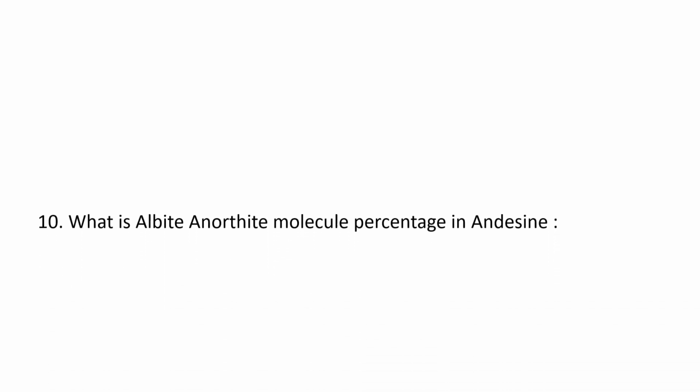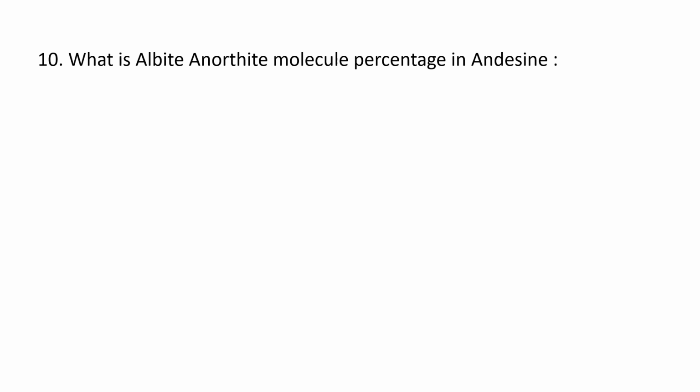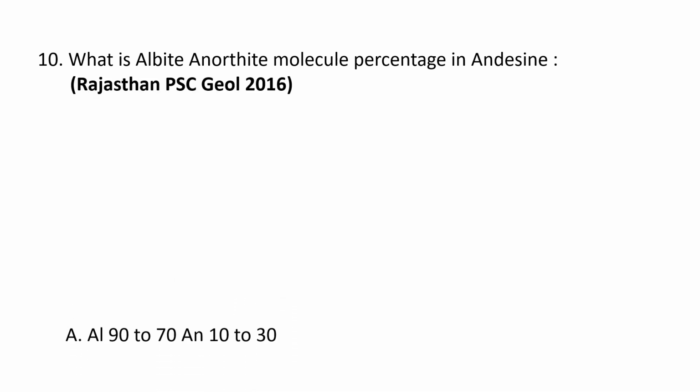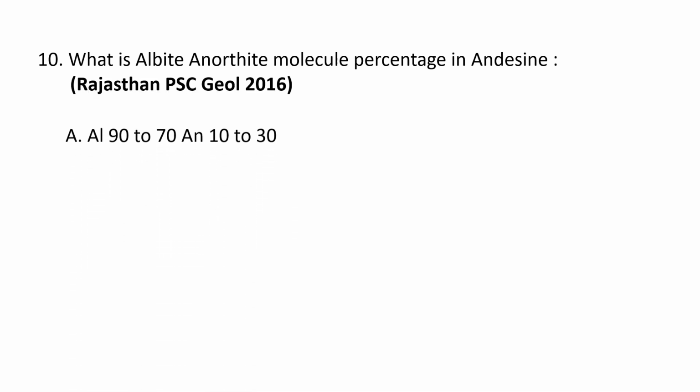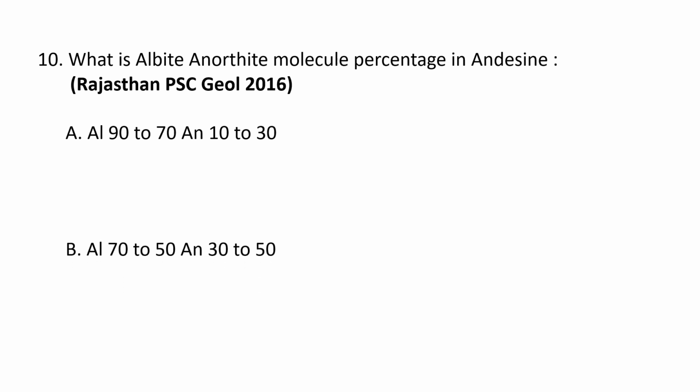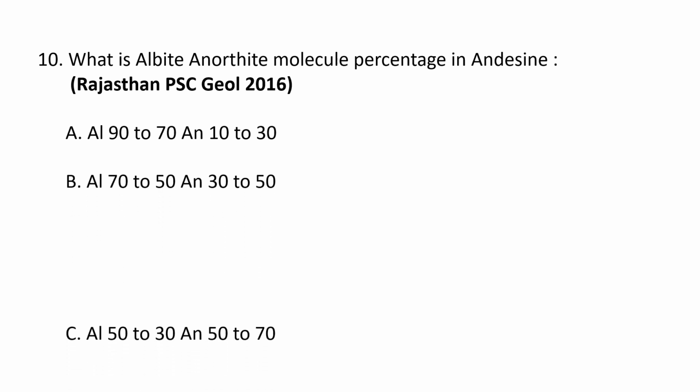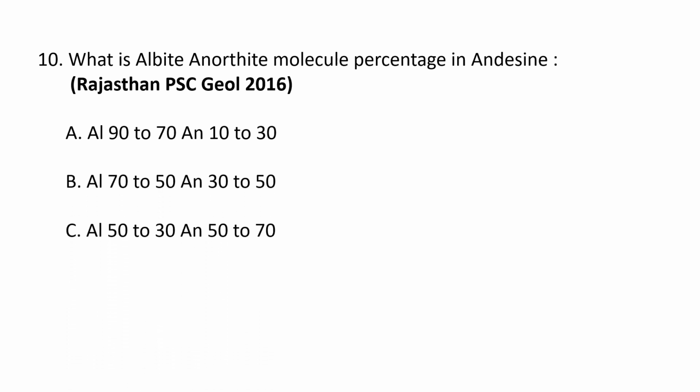Next question. What is the albite anorthite molecule percentage in andesine? A. Albite 90 to 70 and anorthite 10 to 30. B. Albite 70 to 50 and anorthite 30 to 50. C. Albite 50 to 30 and anorthite 50 to 70. And D. Albite 30 to 10 and anorthite 70 to 90.